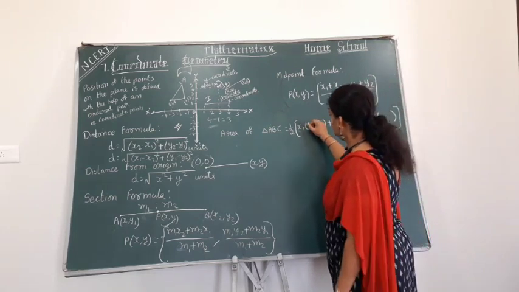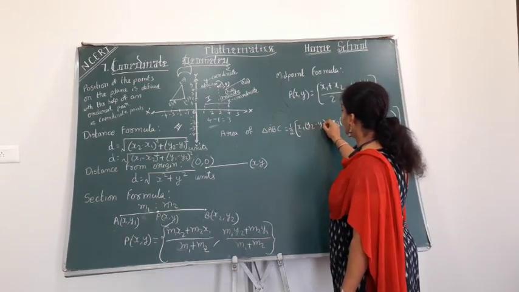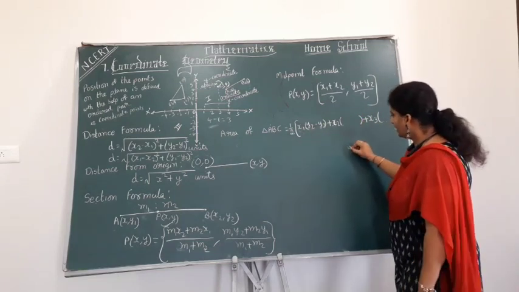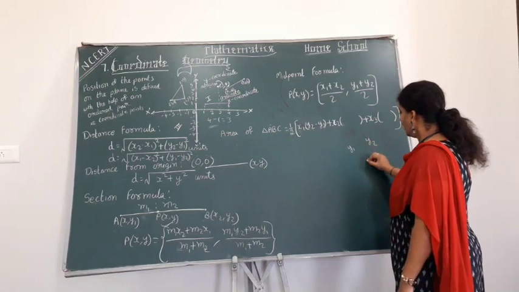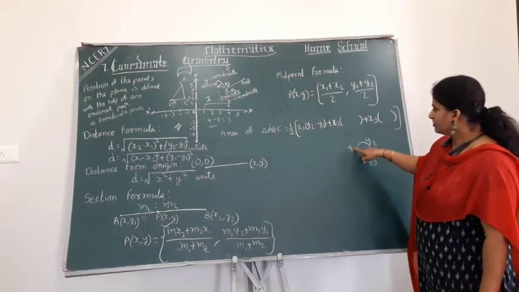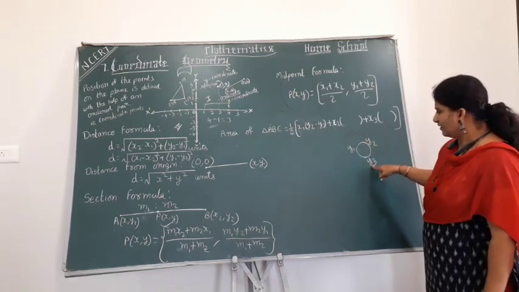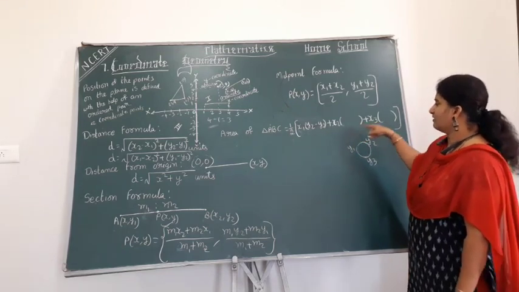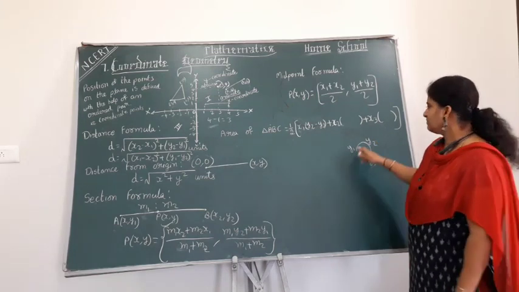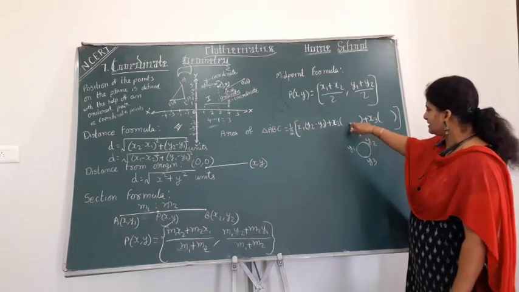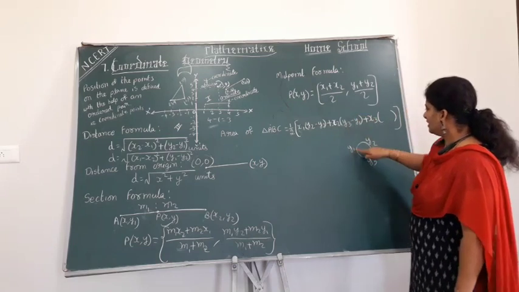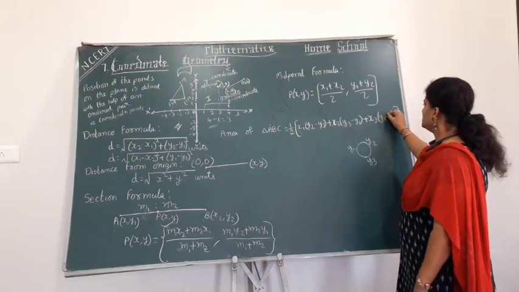That is y2 minus y3. Look over here. You are writing this y1, y2, y3 in a cyclic order. If you skip y1: y2 minus y3, then y3 minus y1, then y1 minus y2. In this way, if you remember, the formula is very easy. y2 minus y3. Next step, what are you going to get? y3 minus y1. And next, y1 minus y2.